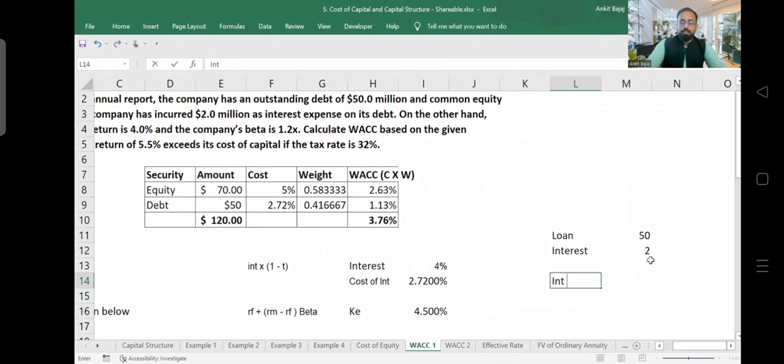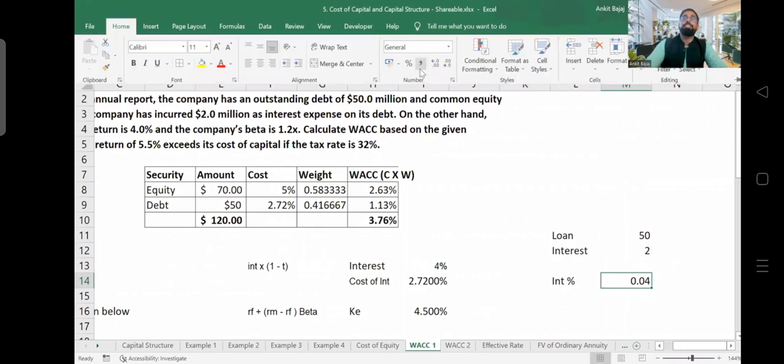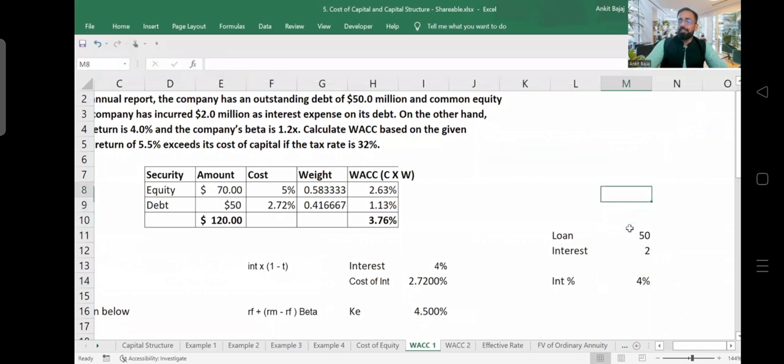So interest in terms of percentage, how will I be calculating? It is going to be 2 million, that is interest amount, divided by loan amount. So this is going to be 4%. Bank is charging 4% interest. If I calculate the interest amount, 50 into 4%, you are paying 2 million interest, right? But here I have not considered tax benefit. So I will be considering the tax benefit, and that is the reason I have applied this formula and calculated 2.72% effective cost.